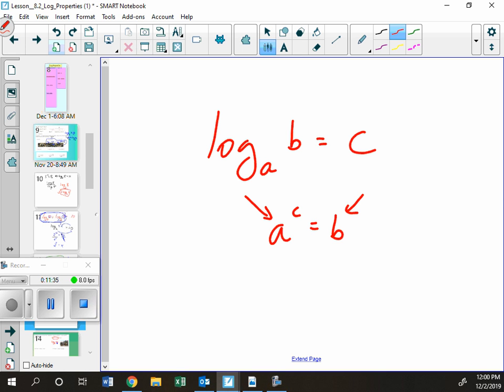Okay, now, what can C be? Complete freedom, all real numbers. Anything can be the C. Why? Because it's just an exponent. Can exponents be negative? Sure, exponents can be negative, they can be decimals, they can be positive, they can be whole numbers, they can be anything. But A and B have rules.